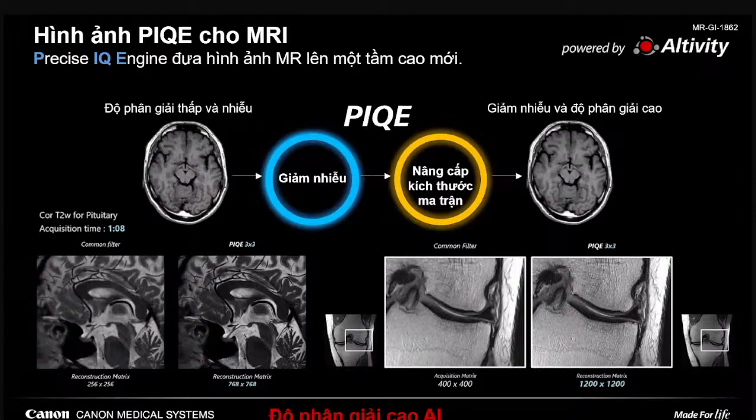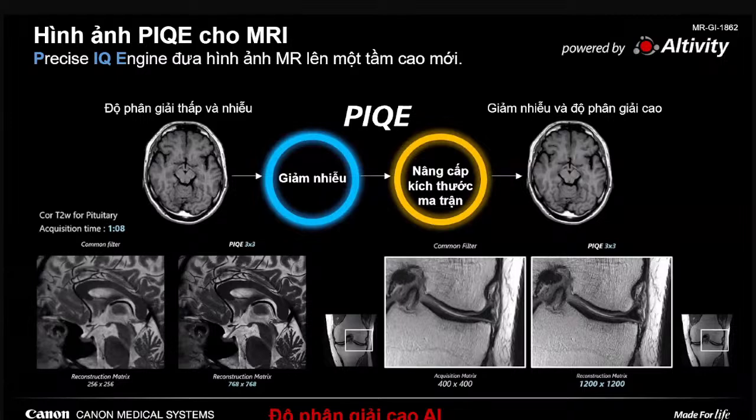So this is PIQE, our next evolution forward in MR, where we will be able to increase the matrix size, remove the noise, and deliver sharper anatomical images to take MRI imaging to the next level.